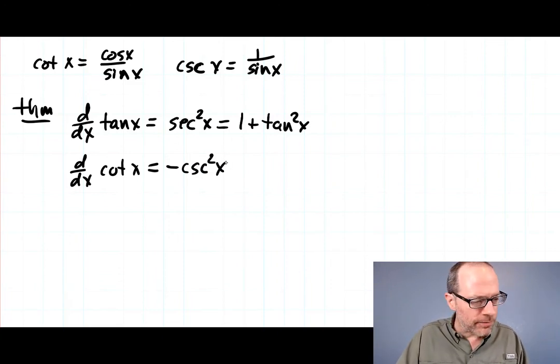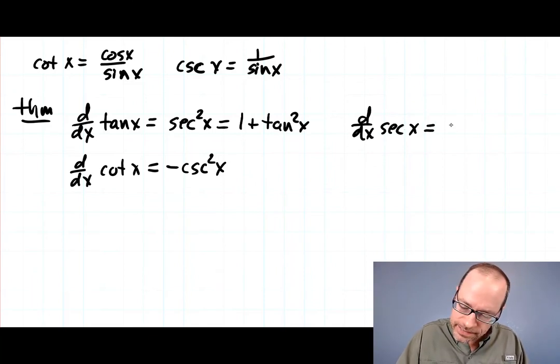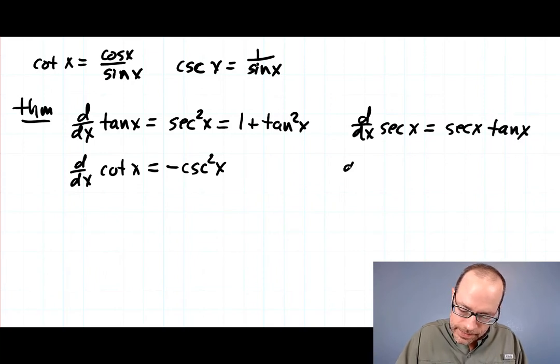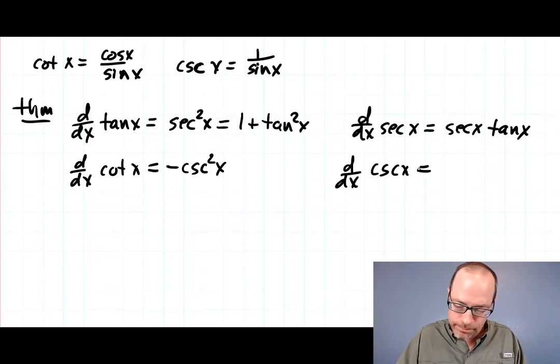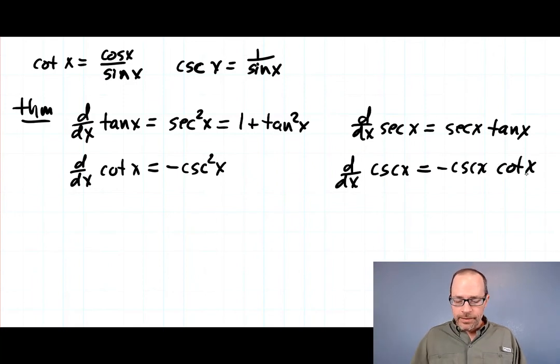Who else do we have? We've got the secant, so d by dx of the secant of x can be written as the secant times the tangent. And then d by dx of the cosecant can be written as minus cosecant cotangent. All right. As I said, all of these are just done by the product rule.